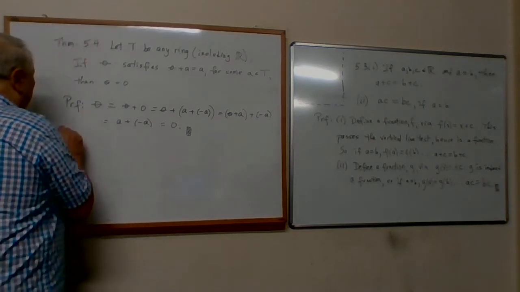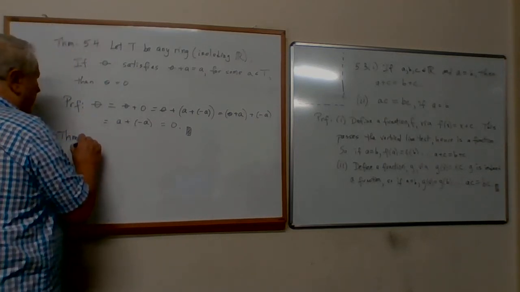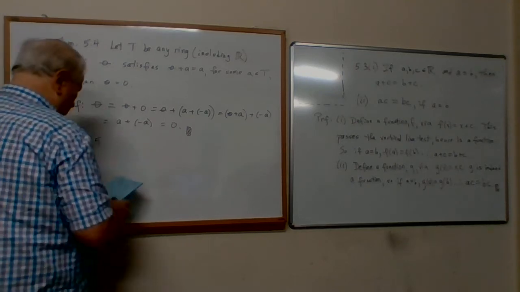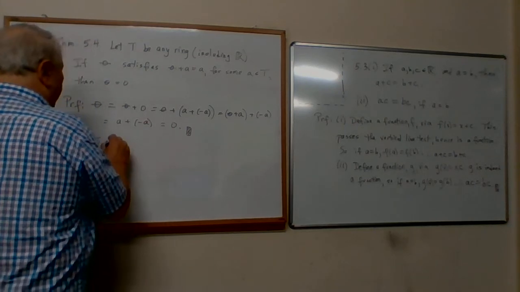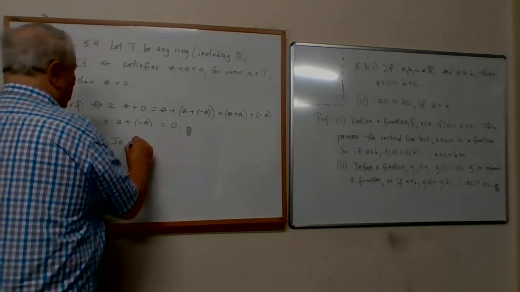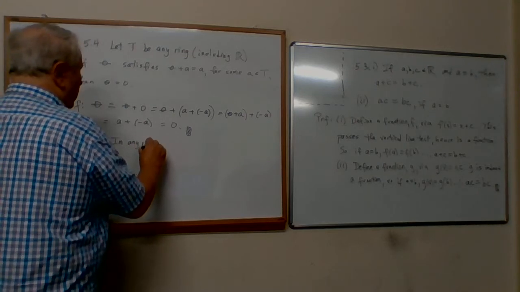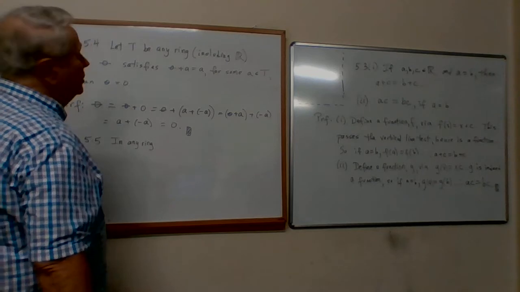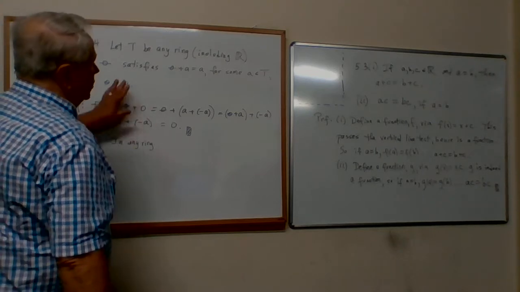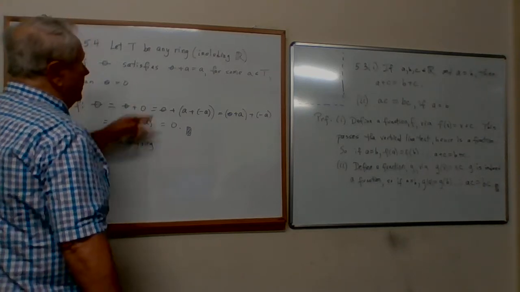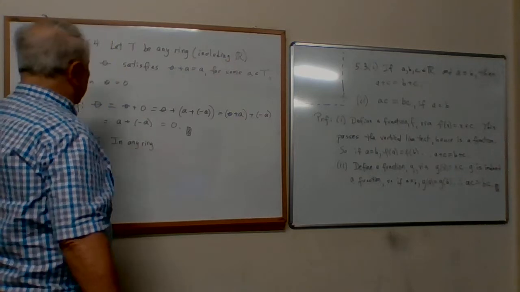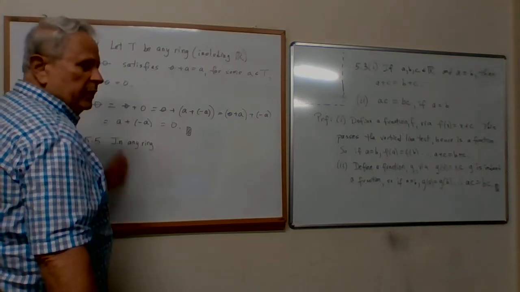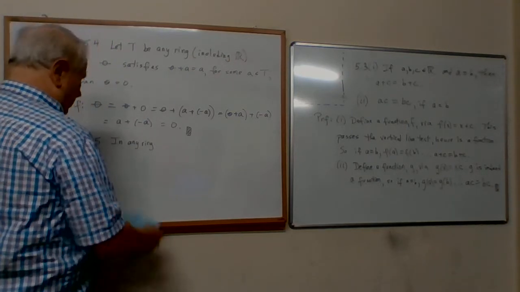Theorem 5.5. In any ring, now I told you before that our set for the next several results was going to be the set of real numbers, and it is. These are all properties of the real numbers, but I don't need the power of the real numbers to get many of these. I just need that it's a ring.